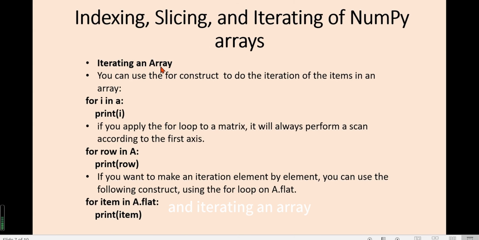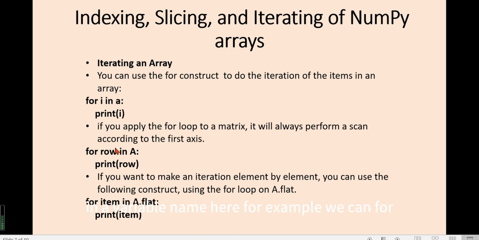For iterating an array, you can use the for construct to iterate over the items in an array. So for i in A, we can print all the values of this array. If you apply the for loop to a matrix, it will always perform a scan according to the first axis, which is the row. The first axis for the matrix is the row. So we can write for row in A: print row. Of course, we can use any variable name here.